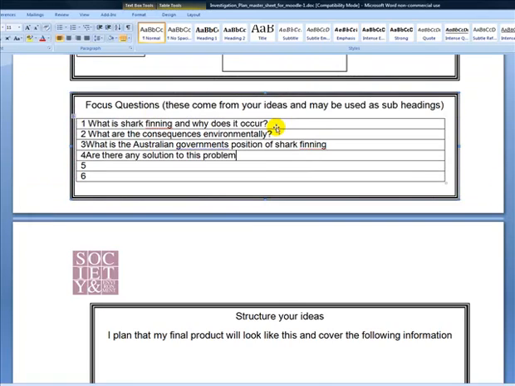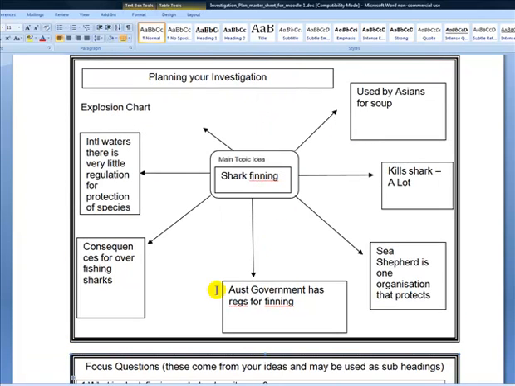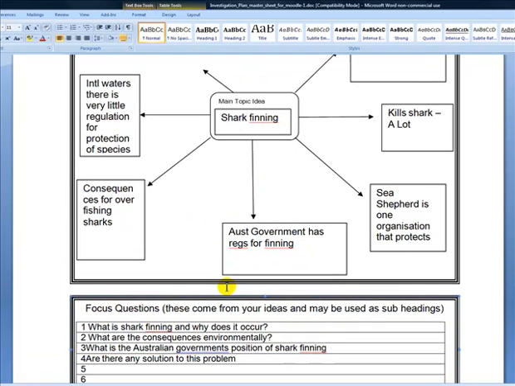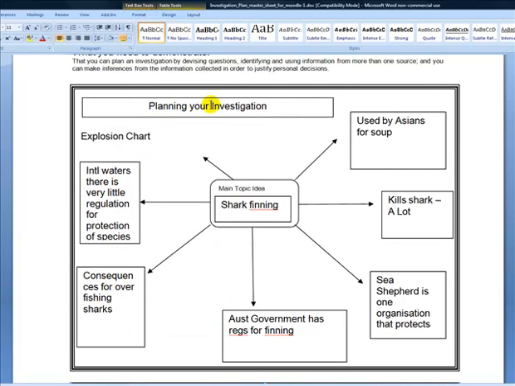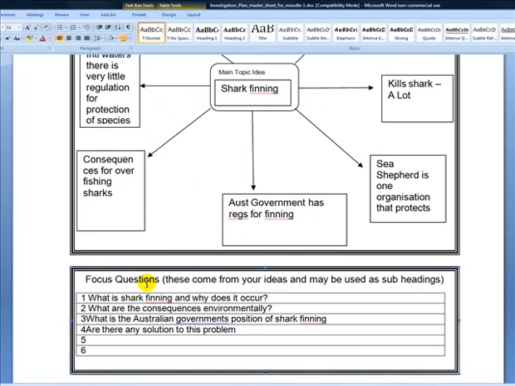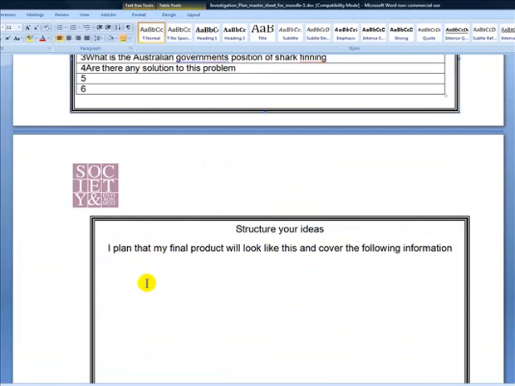Now, in the last video we were looking at shark finning and all there is and the different processes that you go through planning your investigation and coming up with your focus questions. Now's the time to start planning it. Now I'm going to, in this instance, use a very standard kind of 5 paragraph essay format, which is looking at an introduction, 3 paragraphs, and then a conclusion.